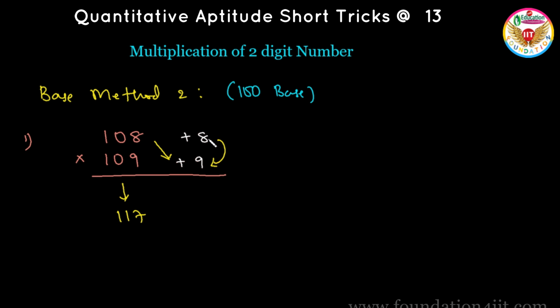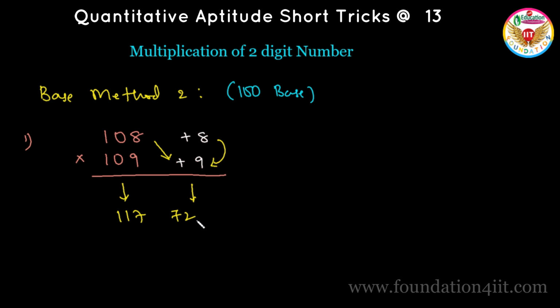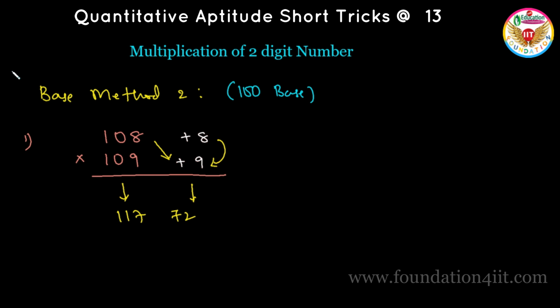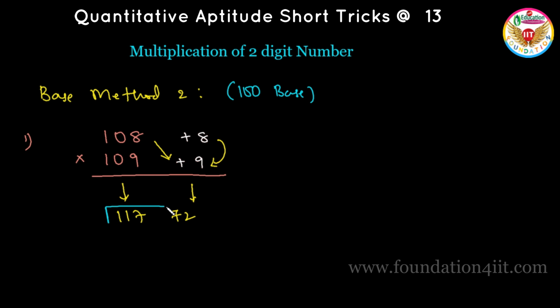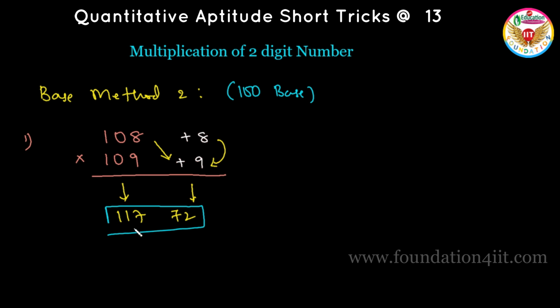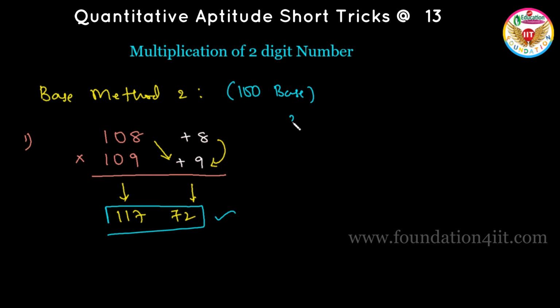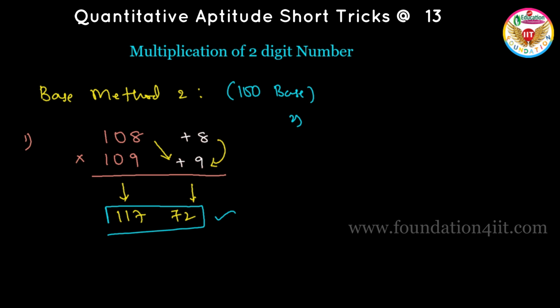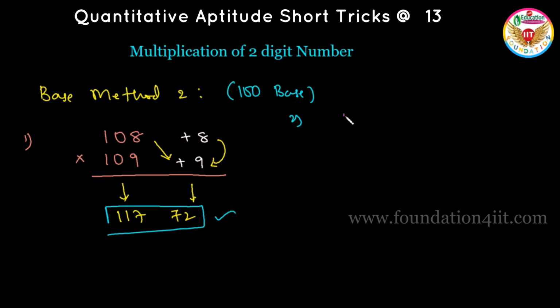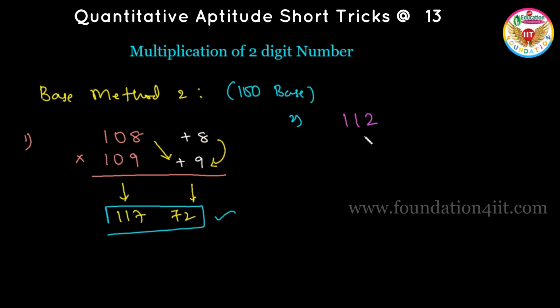Then you multiply these both: 8 times 9 is 72. The right side must be a two-digit number, so you can stop. This is the answer, no need to carry anything. So it is 11,772, right? And one more way: you can even take some bigger numbers than 100.